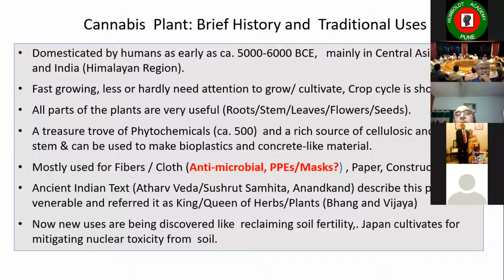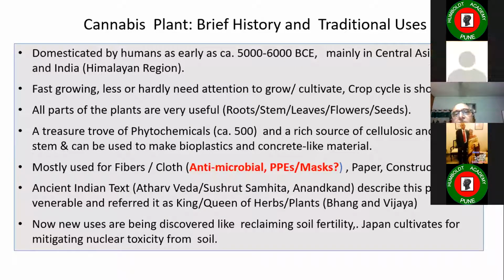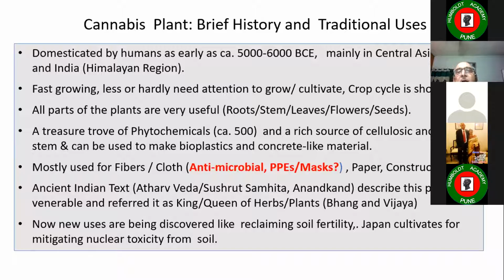Karve has been telling: leaves, flowers, seeds. All these things are consumed completely. It is a treasure trove of phytochemicals, containing almost 450 to 500 phytochemicals, including cannabinoids, terpenoids, and many compounds.